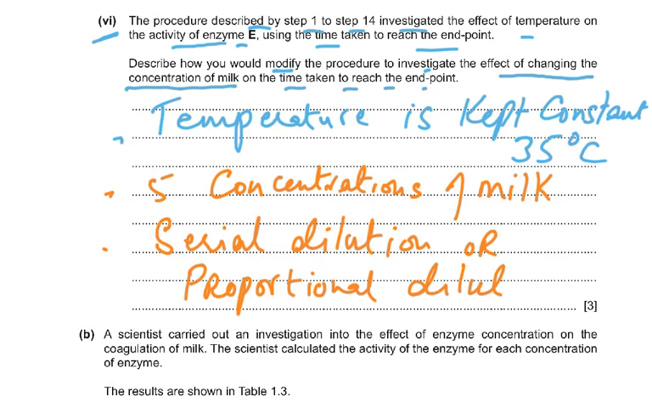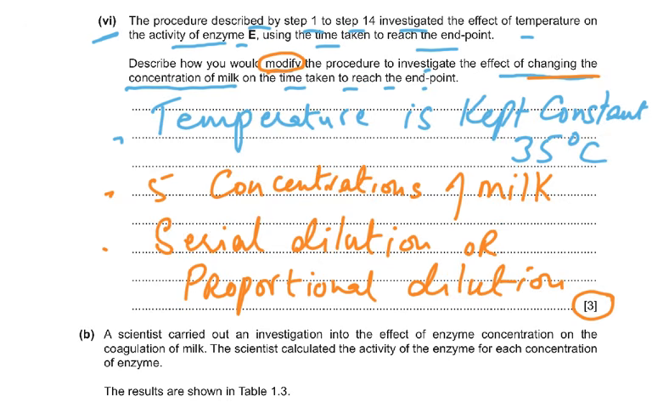So now very simple, the things from the question that you have to pick up. How you would modify the procedure to investigate the effect of changing the concentration. So you keep the temperature constant, 5 concentrations of milk, and that's 3 marks and you get your 3 out of 3.